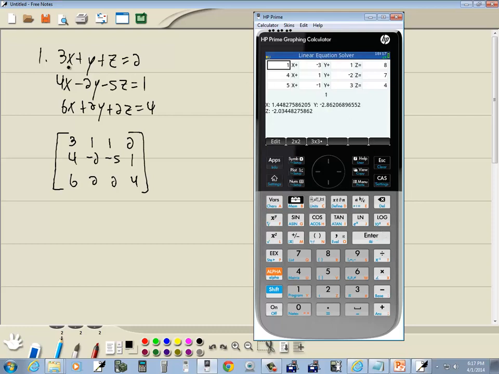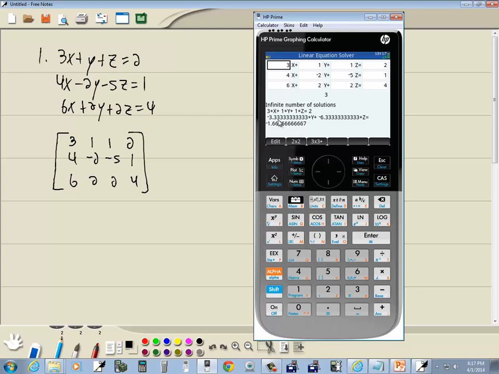And now we're going to put the numbers that are in front of the variables, basically just the numbers you see in your matrix here. So do 3 enter, 1 enter, 1 enter, 2 enter, 4 enter, negative 2 enter, negative 5 enter, 1 enter, 6 enter, 2 enter, 2 enter, and 4 enter. Now notice what this tells us. It tells us there's a finite number of solutions.